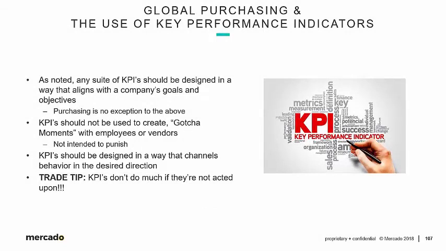As a trade tip, we said this briefly before, KPIs don't do much if they're not acted upon. If we discover that a vendor is having quality issues with the product and we measure that there's 100 defects per 1,000 items and just say, oh, there's 100 defects per 1,000 items, what a shame, that's really not going to help us very much. We have to act upon what we learn in the spirit of continuous improvement.